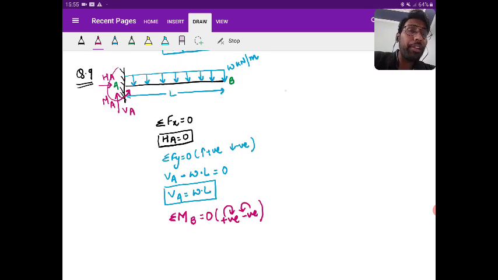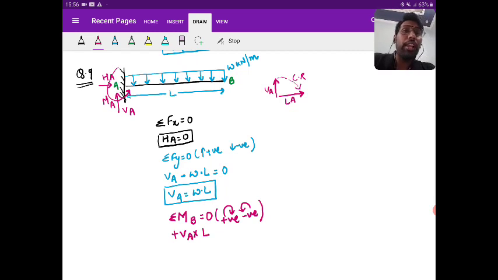First of all, let us look at VA because HA is already 0. VA is acting upward and the lever arm is towards the right. So this is creating a clockwise rotation, which is plus. So the value is plus VA into L.